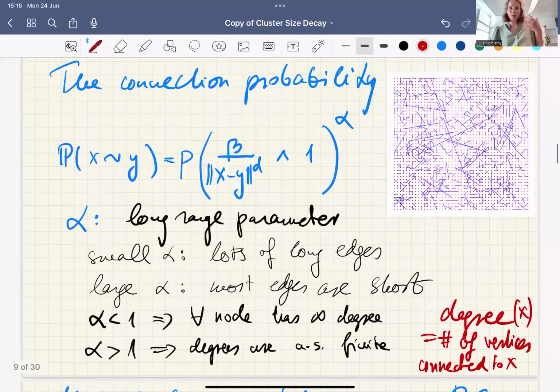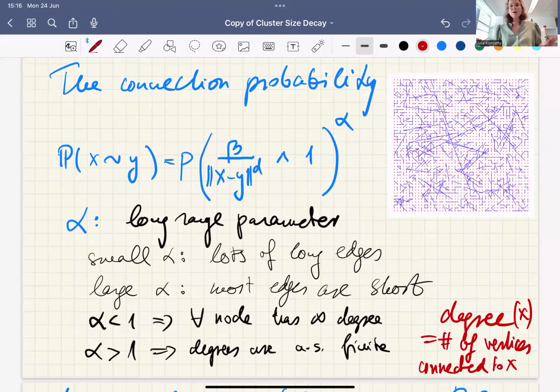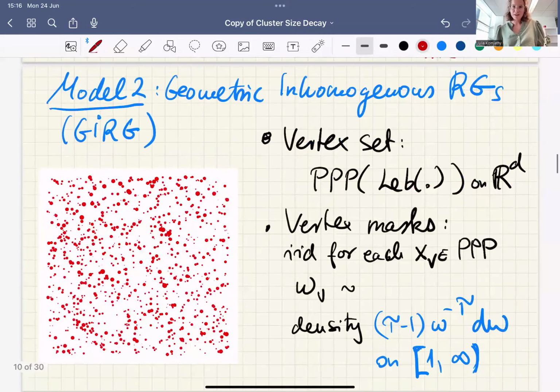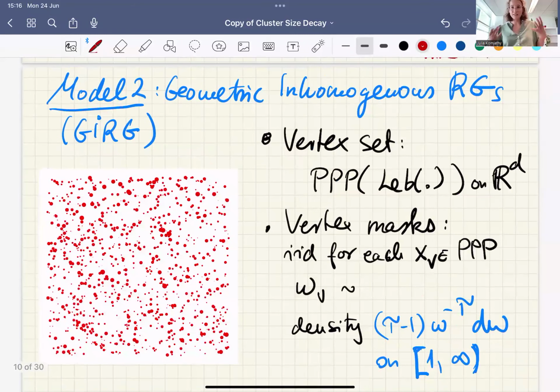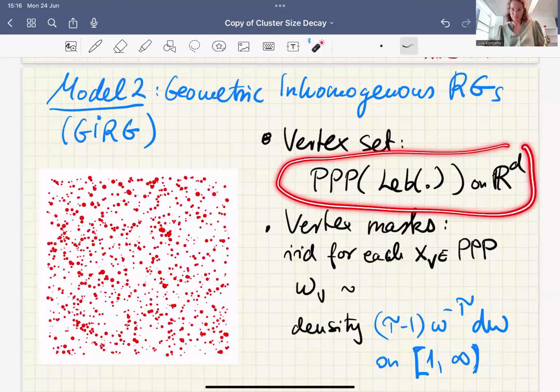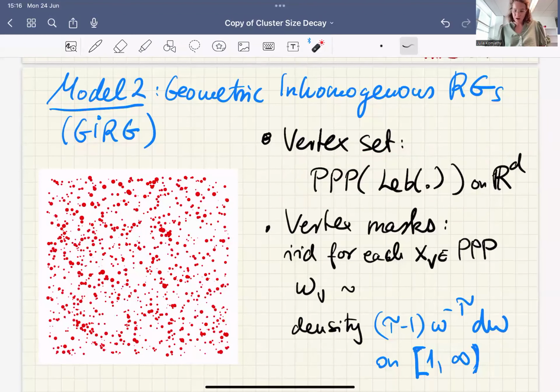So this is one model where I allow long edges. But still the degrees happen to be pretty homogeneous. So in my second model, I'm going to make the degrees very inhomogeneous too. I use a similar start. I start with a vertex set. For simplicity, I'm just going to take a Poisson point process on R^d with Lebesgue measure as intensity.